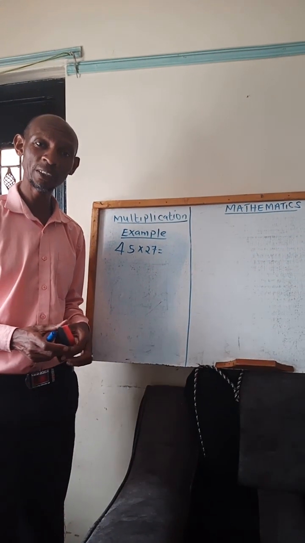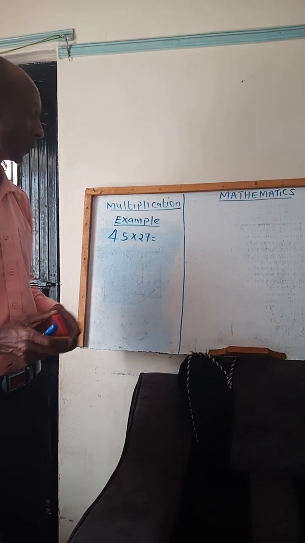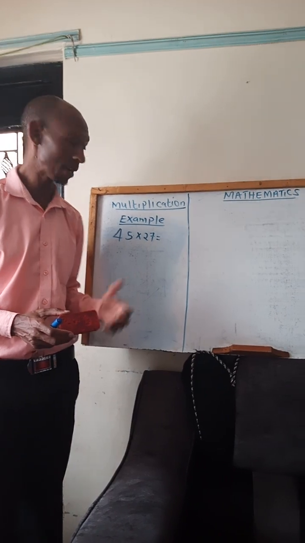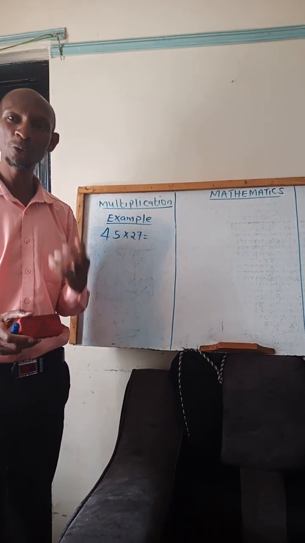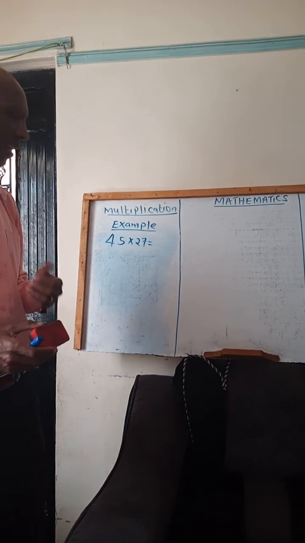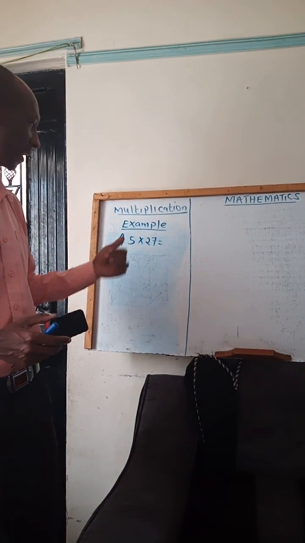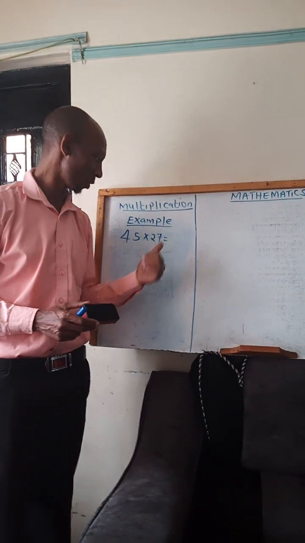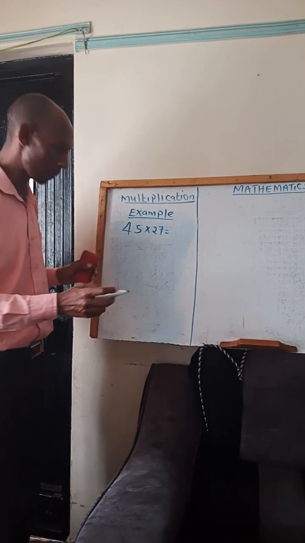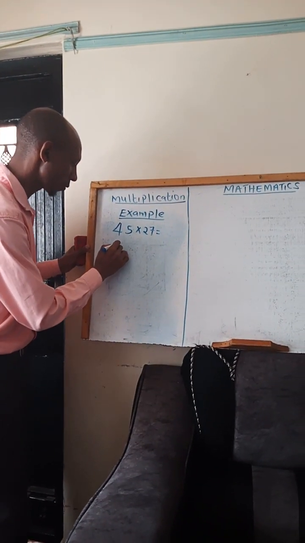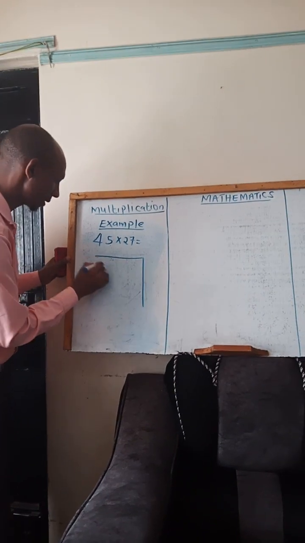In today's lesson, I'm going to introduce you to multiplication in mathematics, and I'm going to use the easiest method that you can use when solving mathematics problems that concern multiplication. The first step, you're supposed to draw a square like that.